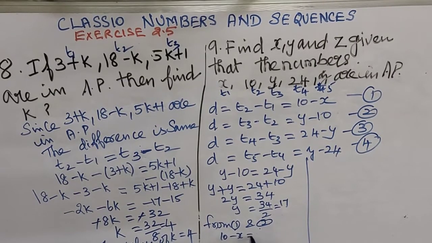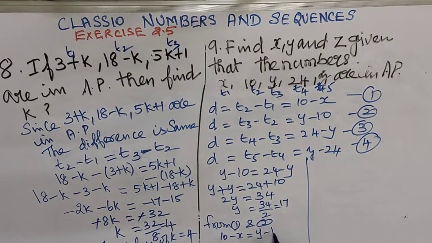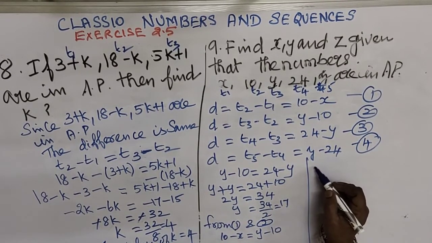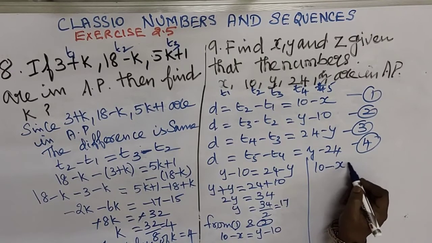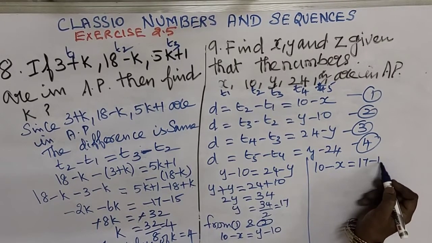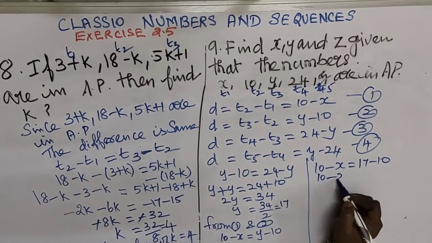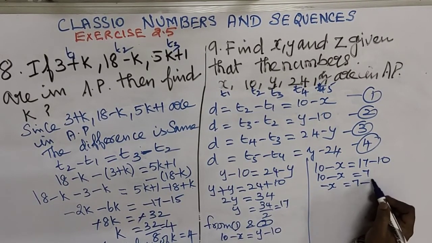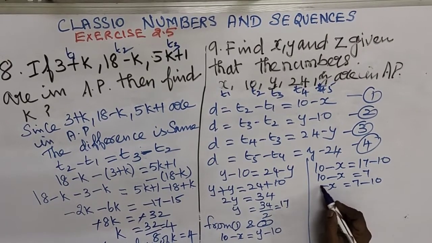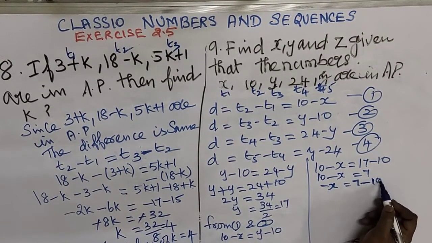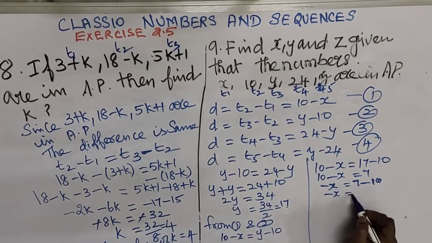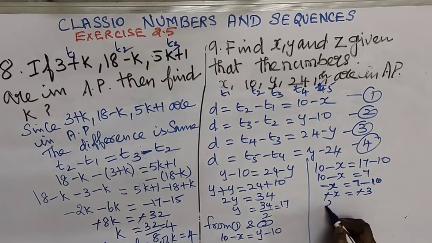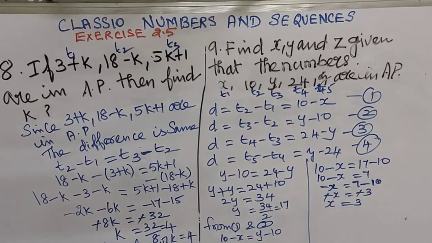From 1 and 2, 10 minus x equal to y minus 10. Substituting the value of y as 17, 10 minus x equal to 17 minus 10. So 10 minus x equal to 7, minus x equal to 7 minus 10, minus x equal to minus 3. Minus minus gets cancelled, so the x value is 3.